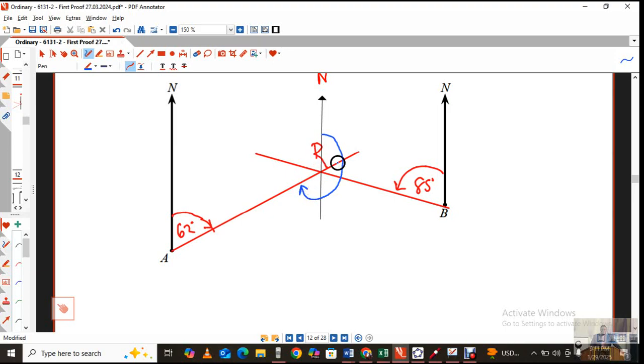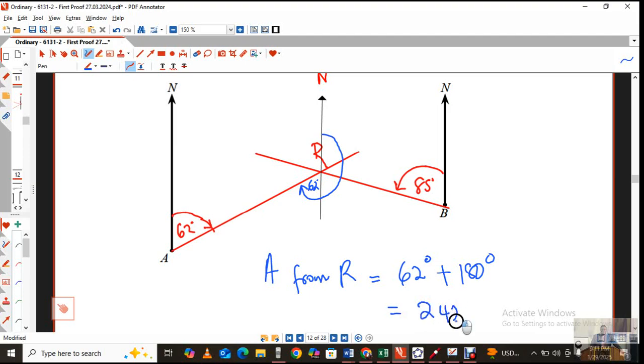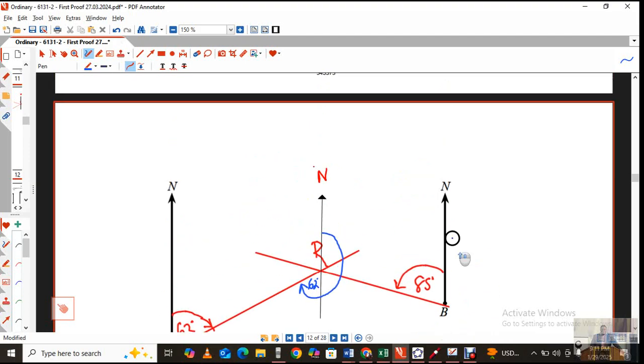So this is the whole angle. So you can see it's already 180 plus something. This something happens to be 62 as well. This is 62 degrees over here, because you see that alternate, that's Z. And this other one here all the way is 180. So the bearing of A from R is the same as 62 degrees plus 180 degrees, which if you calculate it is 242 degrees. Okay, that's one way of answering that.